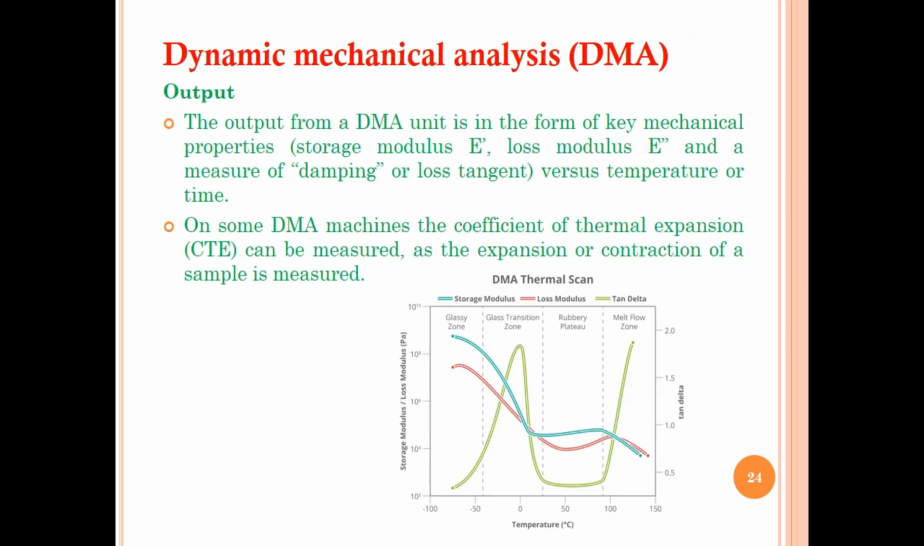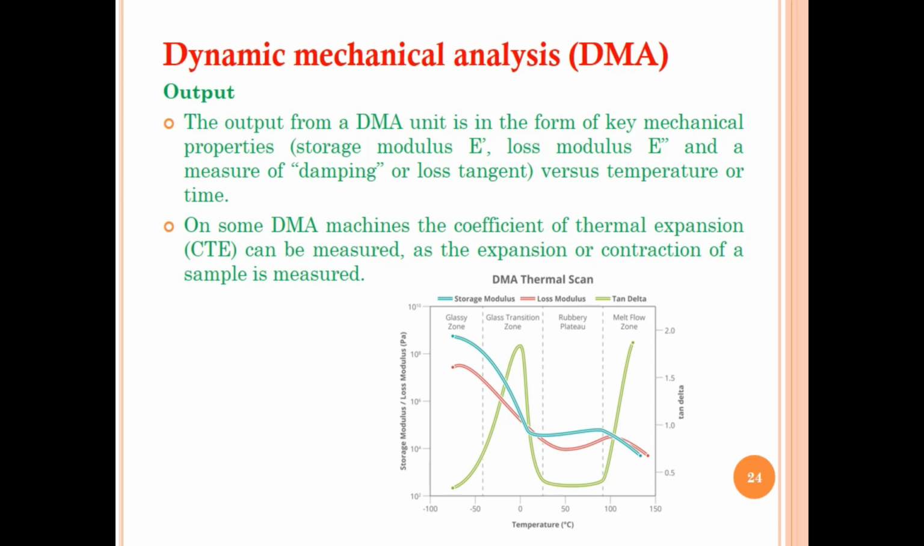So, what kind of output will we get after analyzing the sample by DMA? The output from the DMA unit is in the form of key mechanical properties, that is storage modulus E' or E prime, loss modulus E'' or E double prime, and a measure of damping or loss tangent versus temperature or time. On some DMA machines, the coefficient of thermal expansion can be measured as the expansion or contraction of the sample is measured.